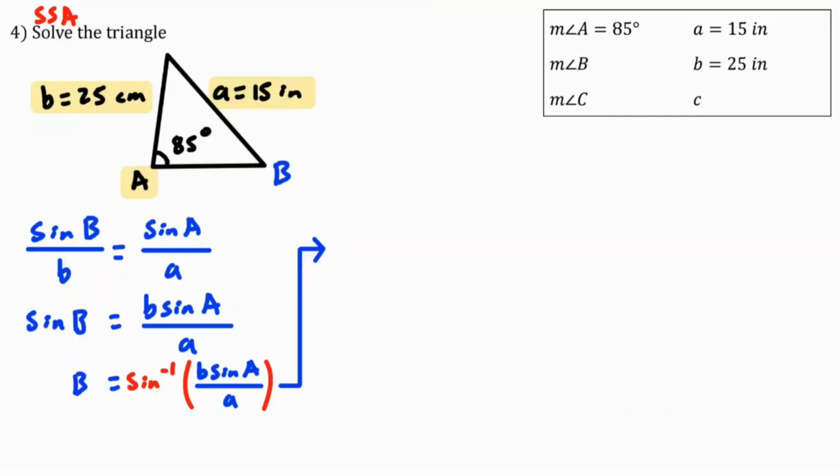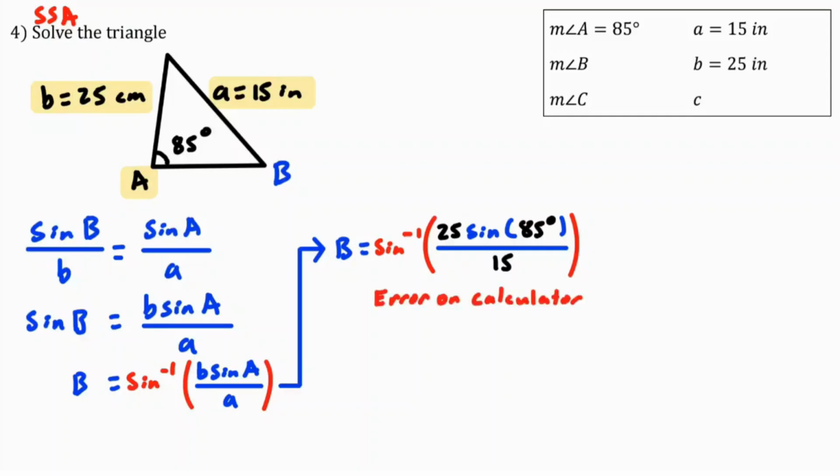We'll substitute all of our values in, and then when you type in the calculator, you might notice you get an error on the calculator, particularly a domain error. Something's wrong with the domain. So you're probably saying that this triangle does not exist, which is our answer. This triangle actually does not exist.